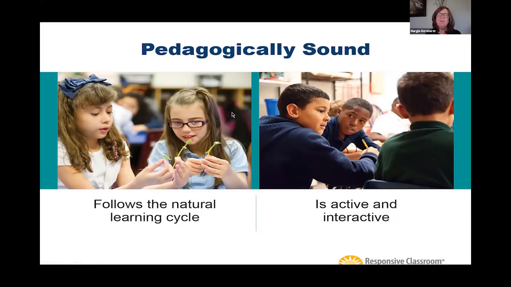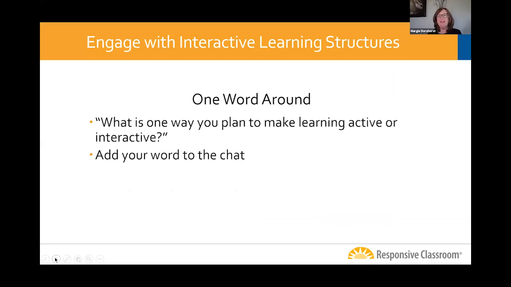We're now going to use an interactive learning structure called a one-word around. One word around, if it's done in person, is literally that. You ask a question and around the room, every student would say one word or one short phrase around. So it's a way to hear a pattern, a way to hear some different ideas.